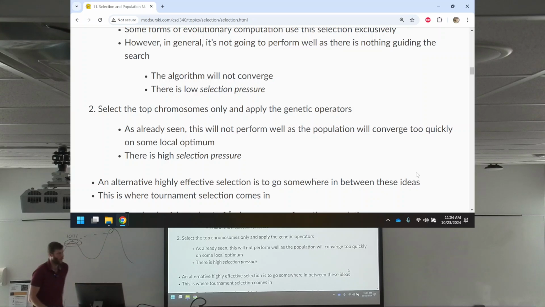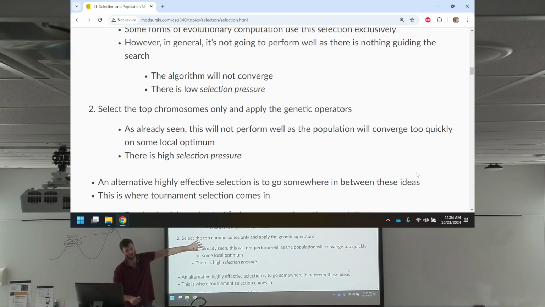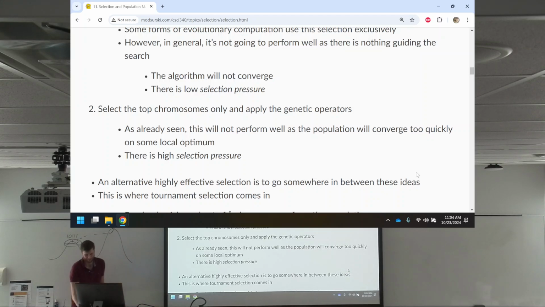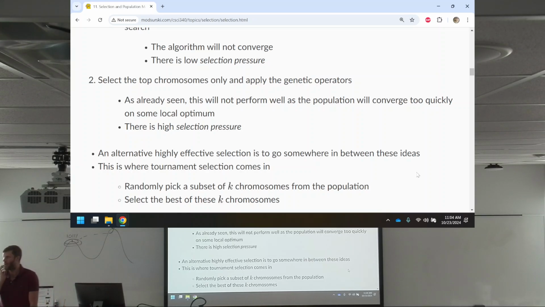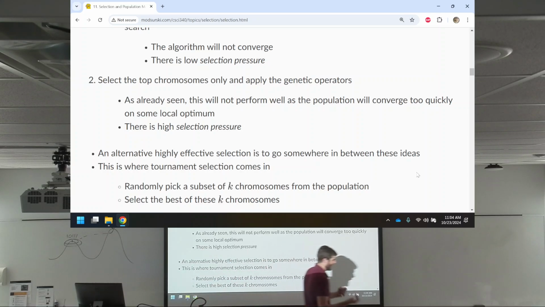So what do we do? Well, we want to find somewhere in between. This is way too high selection pressure. Way too high. It's going to converge way too quickly. It's going to burn out way too fast. So what do we want to do? We want to find somewhere in between. And it's the somewhere in between, this is tournament selection, and it works really well, actually, in practice.